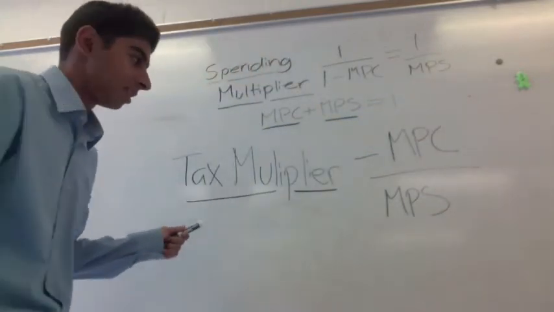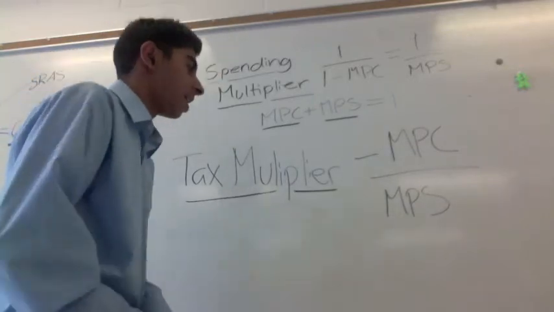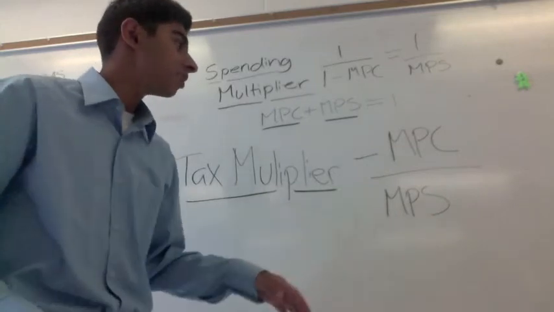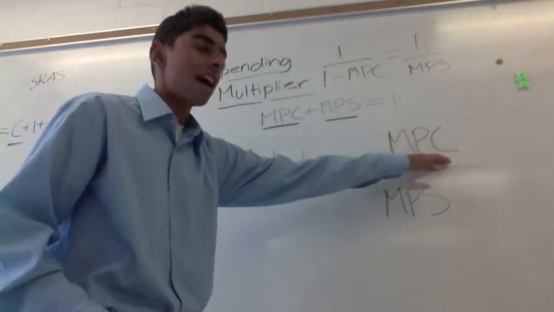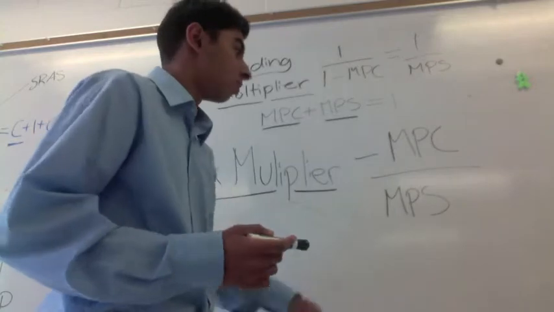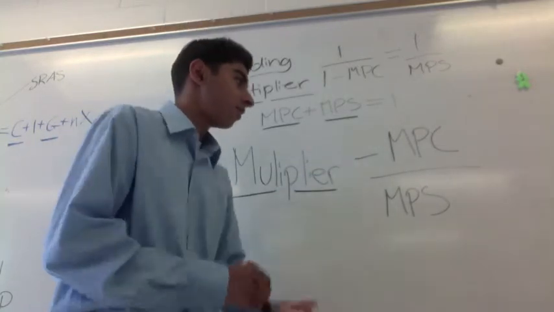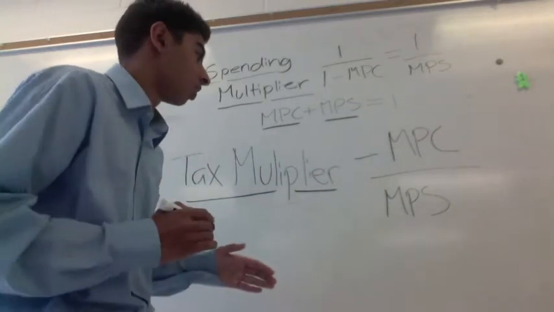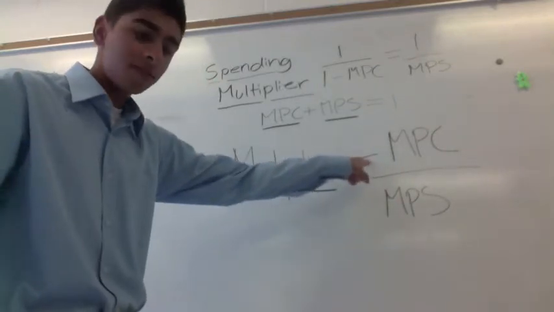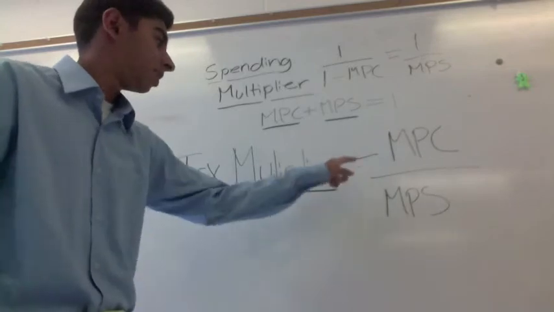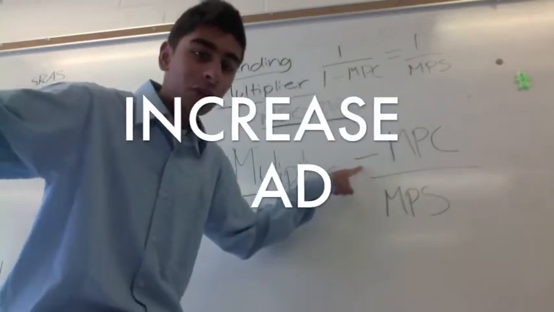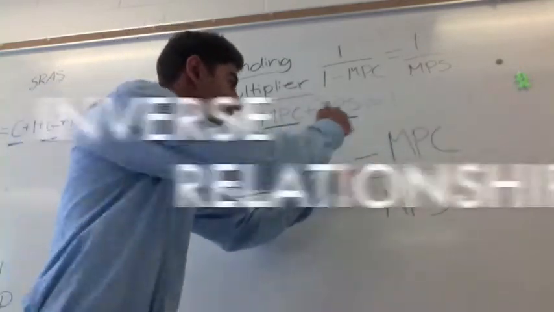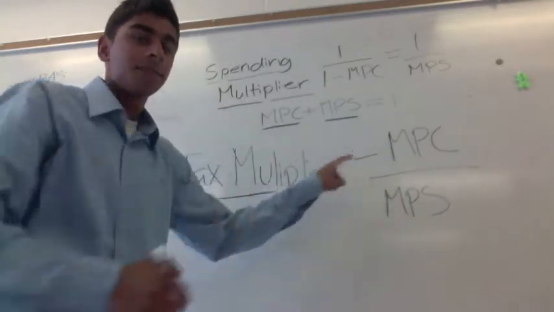Similarly, the government can manipulate taxes, and when the government manipulates taxes, it changes the amount that consumers have to consume, and so we can calculate how much of an effect the taxes have on the aggregate demand curve. And the reason for this negative sign is because a decrease in taxes increases aggregate demand, and an increase of taxes decreases aggregate demand. So it's an inverse relationship right here.